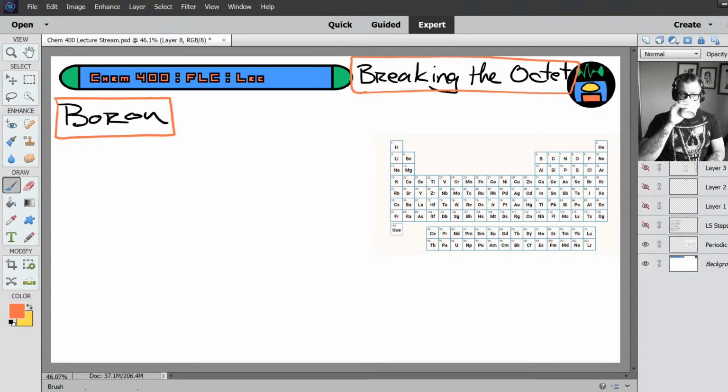Boron is a very weird element. It is located on the periodic table right here. And boron, if you look at its Lewis dot structure, has 3 unpaired electrons.